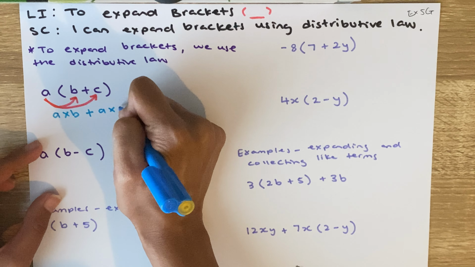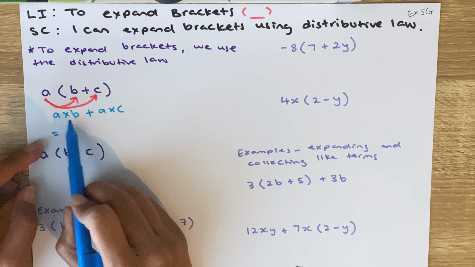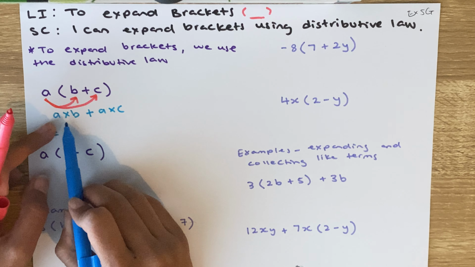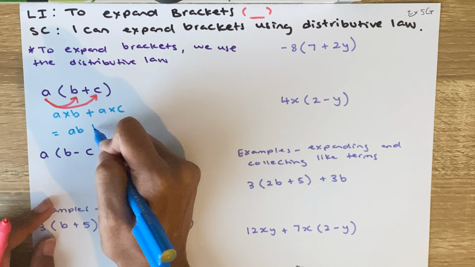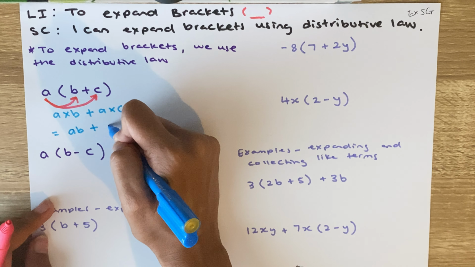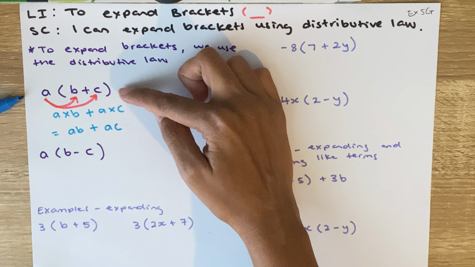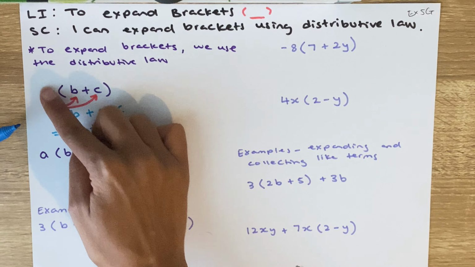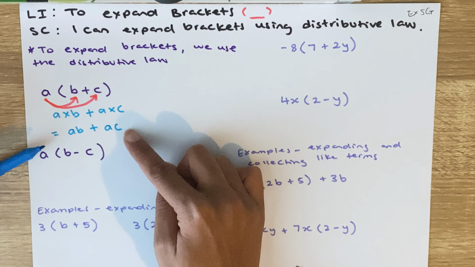And remember in maths, when I've got a times sign in between two letters, I can put them together. So A times B is the same as AB. It's a plus sign. A times C is the same as AC. So the expanded form of this is this. Okay, so this is what we call the factorized form when it's in brackets, and we are expanding it.